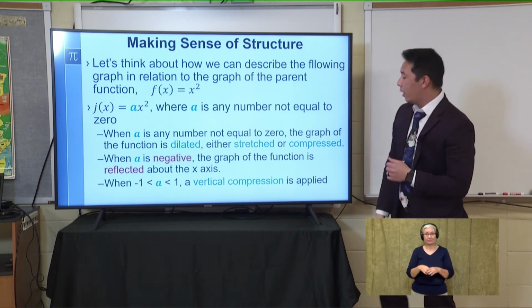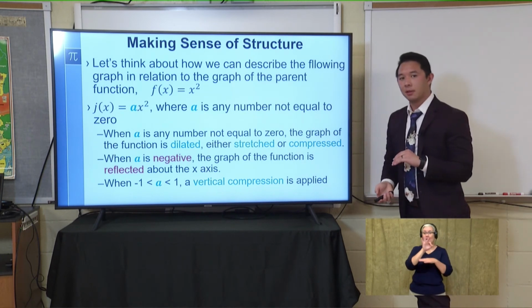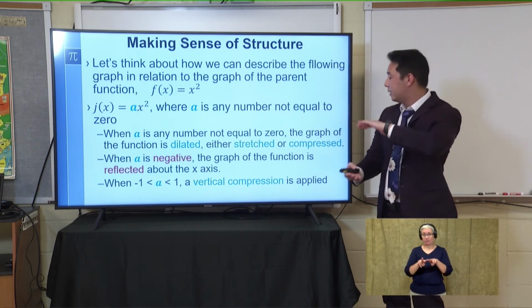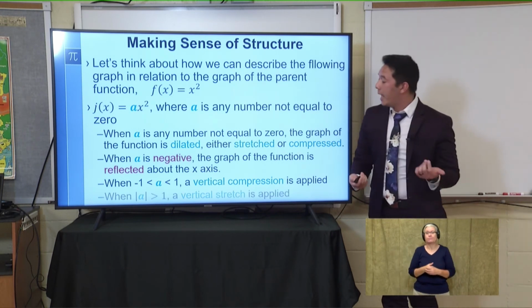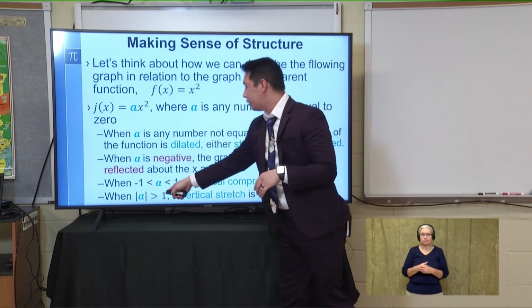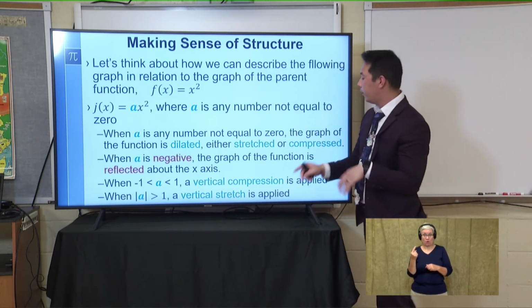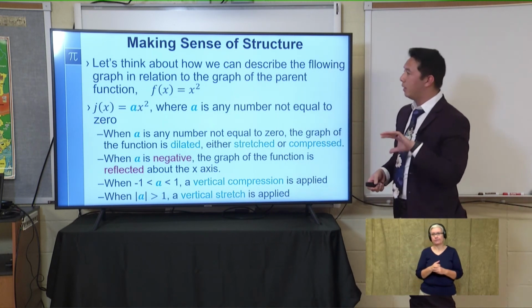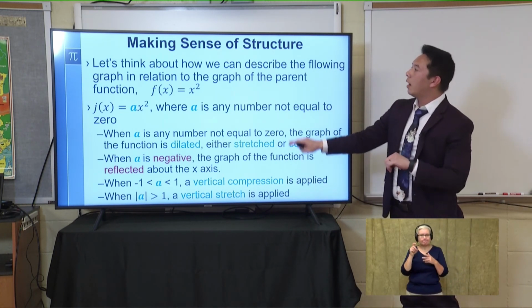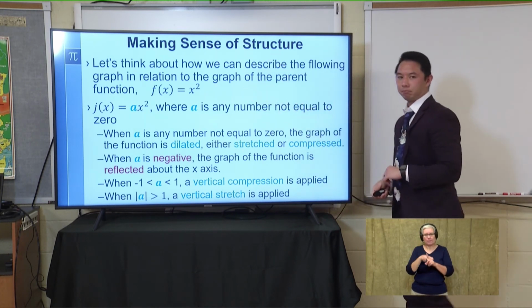And as we looked at earlier, whenever we have these fractional values, we notice that our graph gets compressed, and we're going to call that a vertical compression. And when a is a value that's greater than 1, like that 2, we saw that our graph became more narrow, and we're going to call that a vertical stretch. So the vocabulary here is something that we need to pay close attention to when we're looking at the structure of these things and trying to make sense of it.